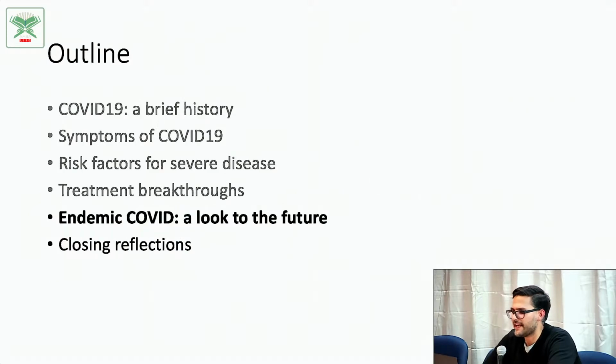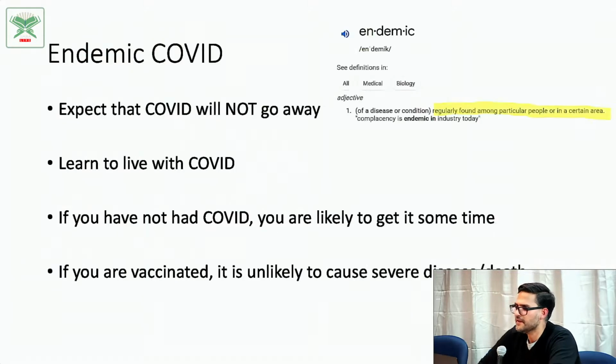And so we'll return back to the outline and then spend a couple minutes talking about endemic COVID and a look to the future. So what does it mean for something to be endemic? It means it's regularly found among particular people or in a certain area. So as opposed to pandemic, which is an abnormal surge and then it goes away, endemic means that something is here to stay.